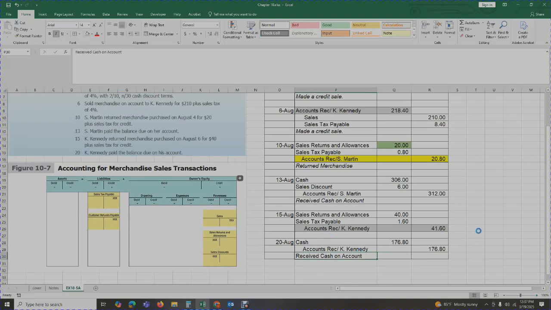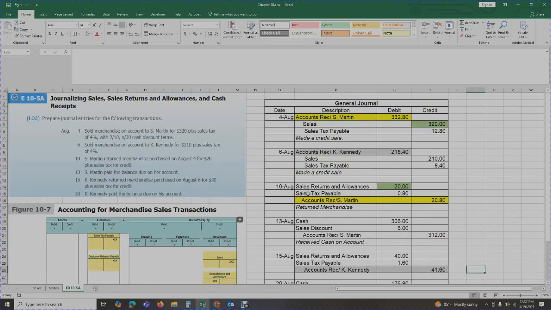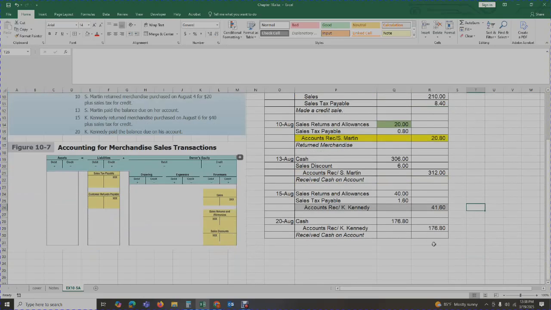Okay, so in this particular scenario for Kennedy, all we had to do is figure out the balance on the receivable. That is what Kennedy owes me. There are no discounts being offered. If there was a discount, you would have to look at the original entry and see if there are any discount terms. Martin had discount terms. Kennedy did not have any discount terms. So that is why we didn't take it into consideration down here. Okay, so these are the entries for exercise 10.5.